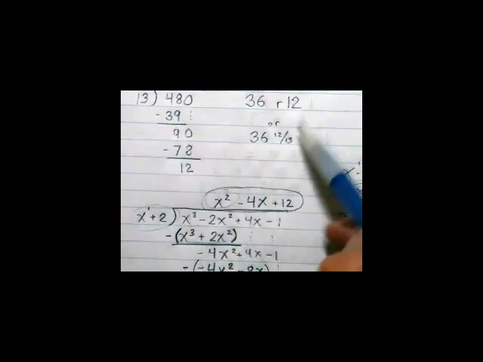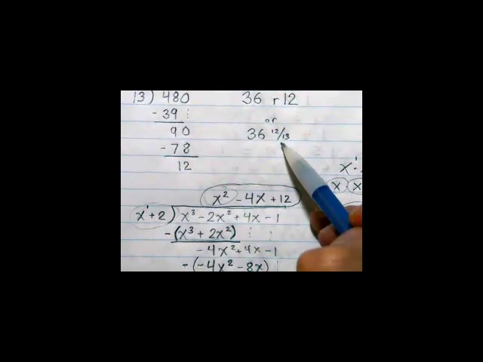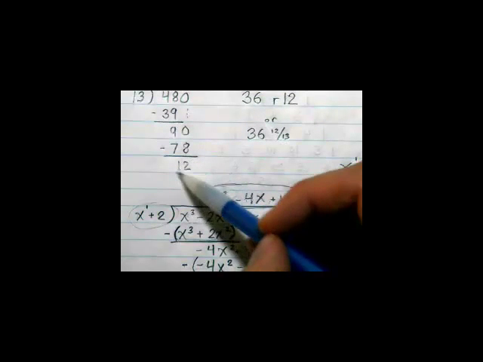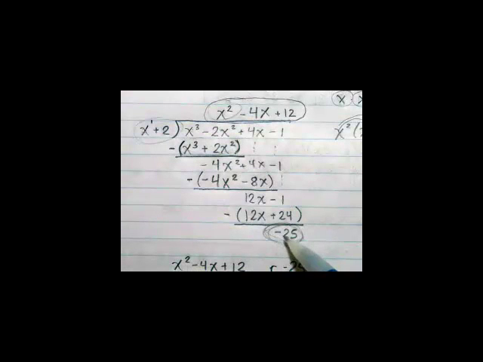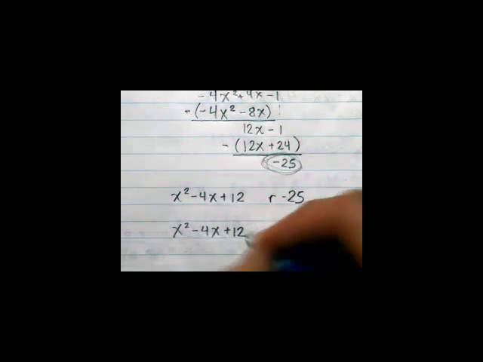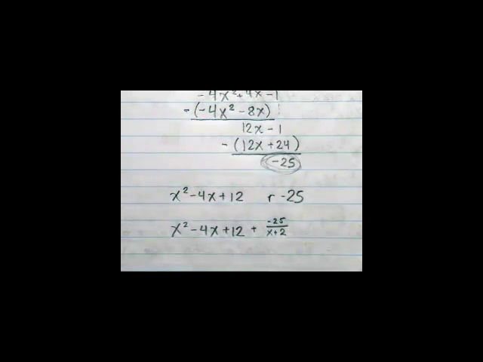So we have 12 over 13. Well, where did I get the 12? Where did I get the 13? Negative 25 over x plus 2. So the 12 is the remainder. The 13 is the divisor. So I'm taking this divided by that. So if we come down here and do the same type of thing, it is this divided by that. Okay, so it's going to be x squared minus 4x plus 12 plus negative 25 over x plus 2.